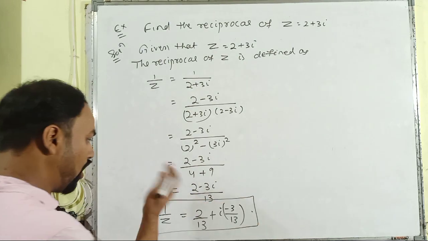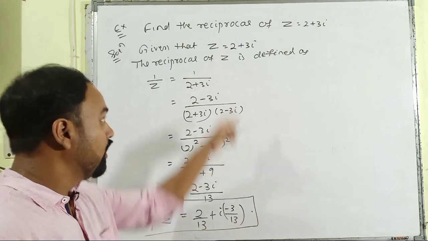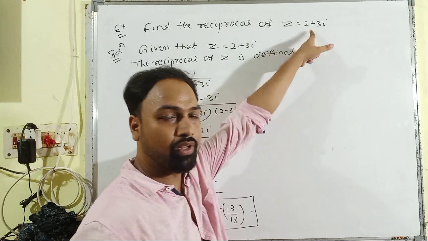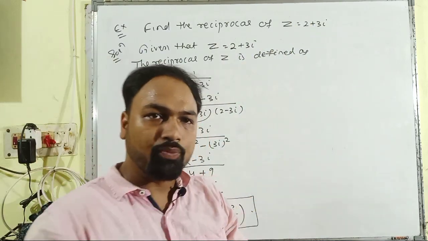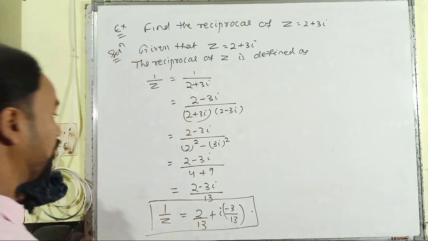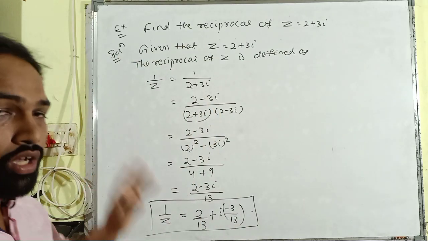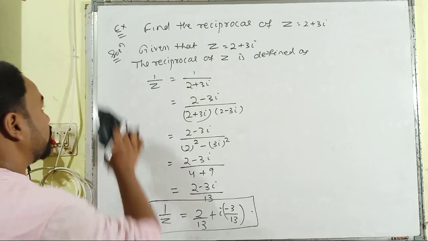So the reciprocal of a complex number is itself a complex number. This is a complex number, given in the form of a complex number. So we have arrived at the conclusion that the reciprocal of a complex number is again a complex number. Then let us move on to some of the problems based upon the multiplicative inverse.